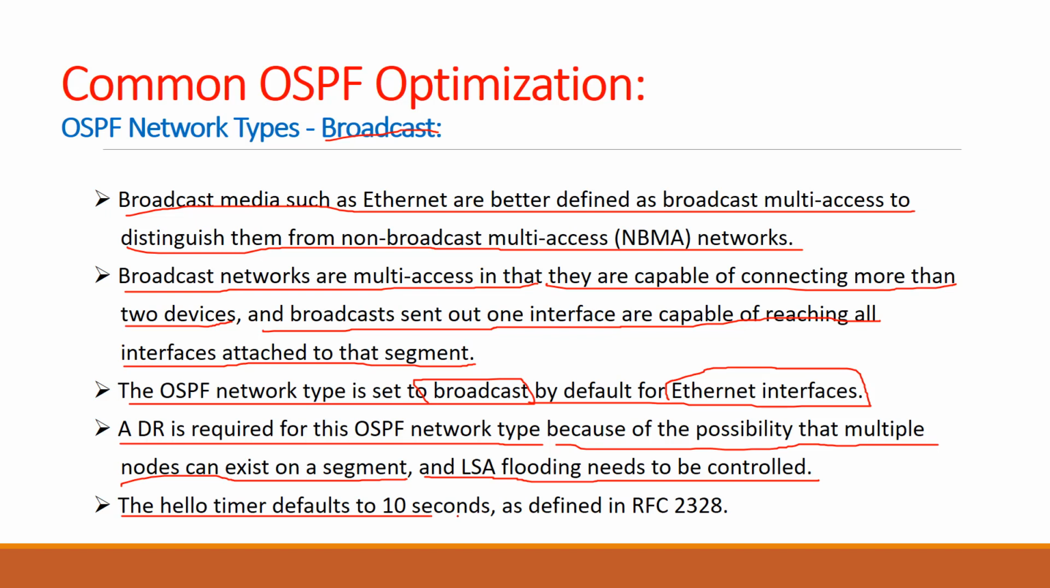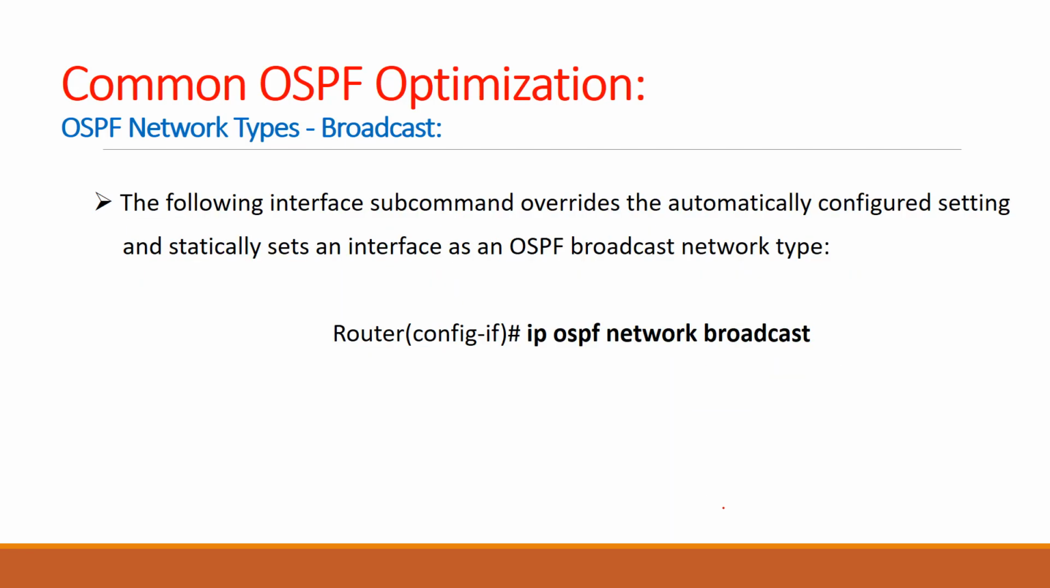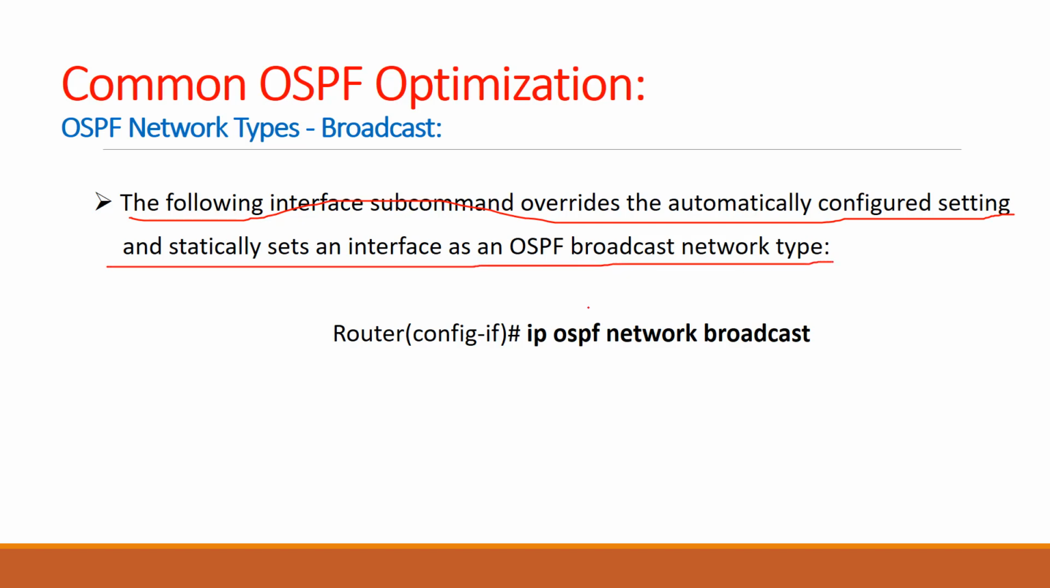The hello timer defaults to 10 seconds as defined in RFC 2328. The following interface subcommand overrides the automatically configured setting and statically sets an interface as an OSPF broadcast type. So you can issue the command ip ospf network broadcast under the interface, and it statically sets an interface as an OSPF broadcast type. But for Ethernet, it is broadcast by default.